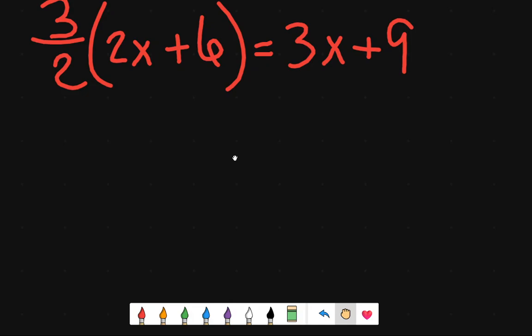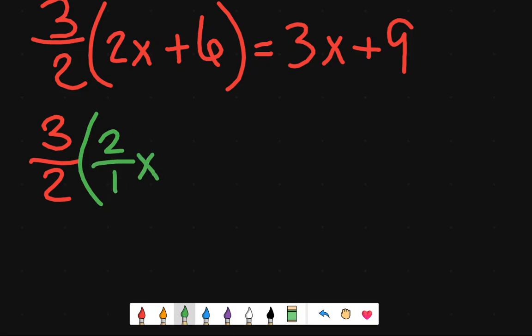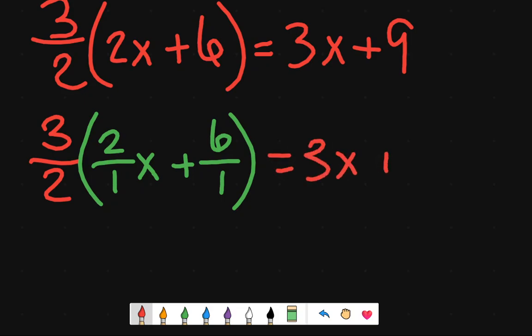So now let's just take the 3 over 2 and leave it as the same. Let's change the 2x and the 6 into a fraction. So this becomes 2 over 1, put the x behind, and then plus 6 over 1. So now that'll be equal to 3x plus 9. We don't have to change the right side of the equation. We just leave it as the same.